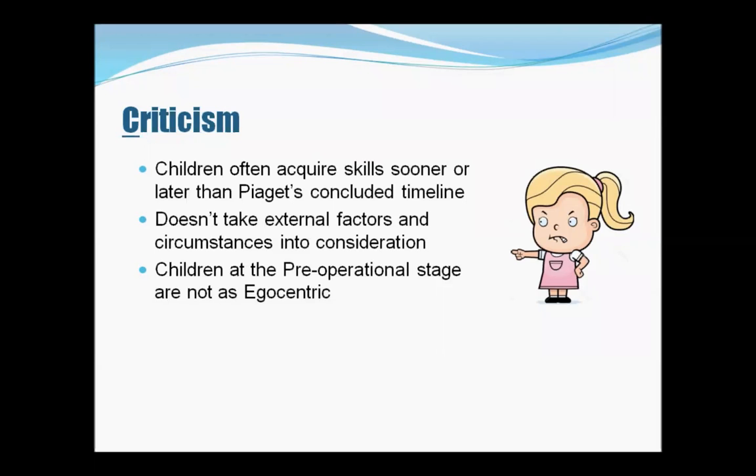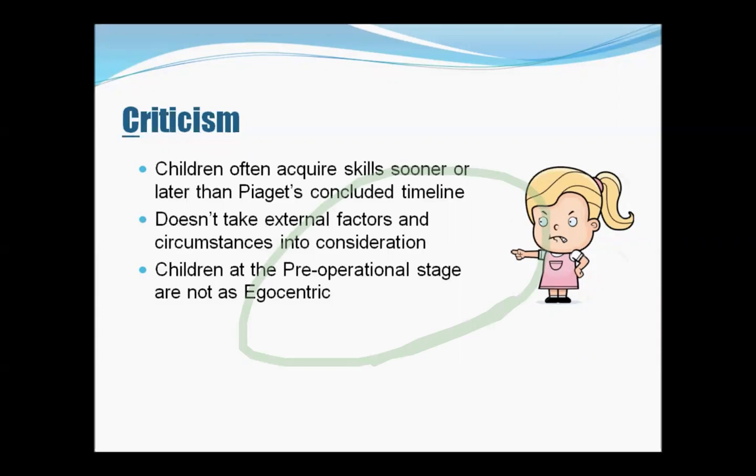For instance, a child belonging to a lower section of society, a poorer section of society, will definitely not have the level of exposure that a wealthy child would have. So the learning would be completely different in both of these situations, and such an external but very important circumstance is not taken into consideration by Piaget.